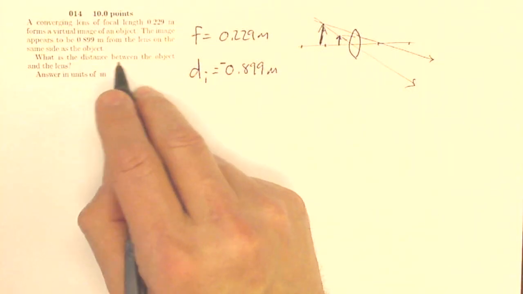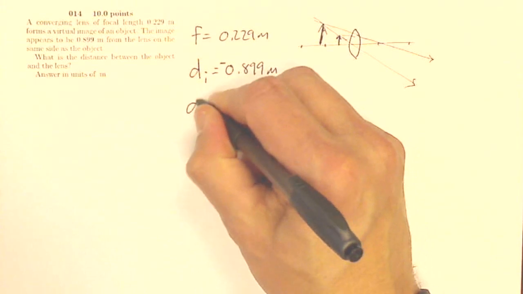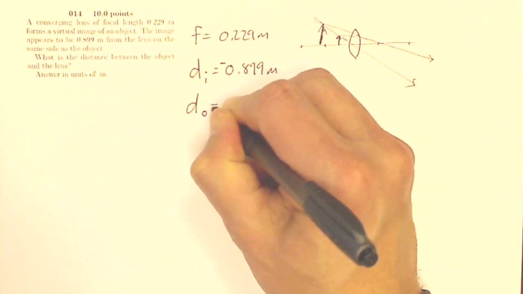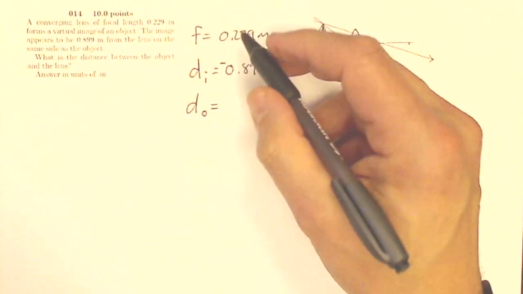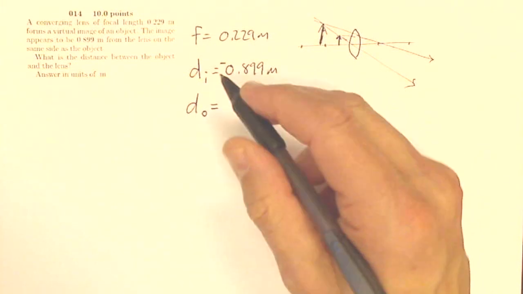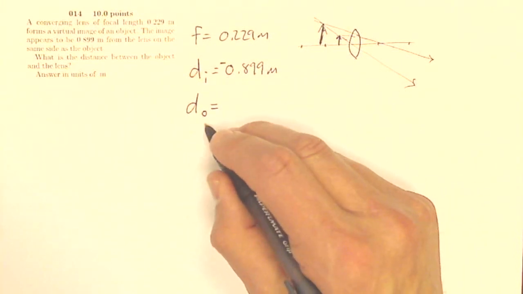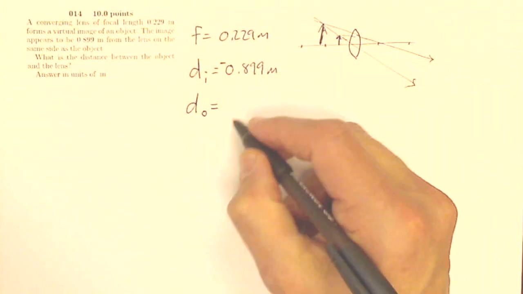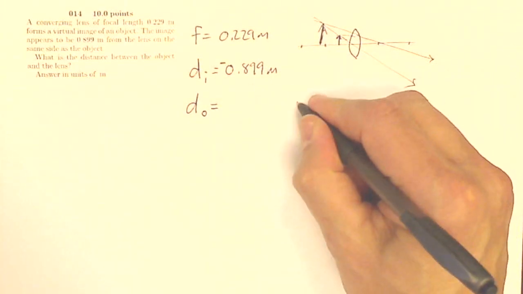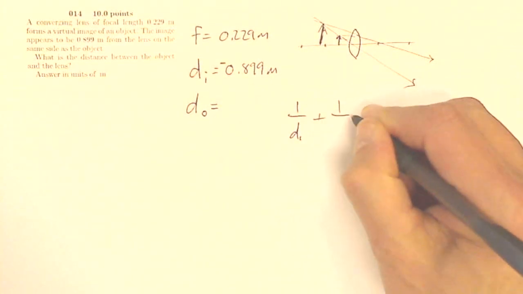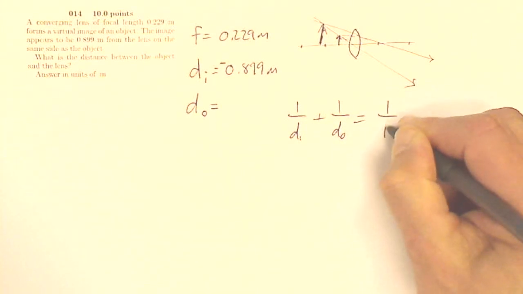So what is the distance between the object and the lens? I'm looking for DO, and that should give me a positive number, because if I have a positive focal length and a negative image distance here, hopefully I'll wind up with a positive distance to the object, because object distances are always positive. So 1 over di plus 1 over DO equals 1 over f.